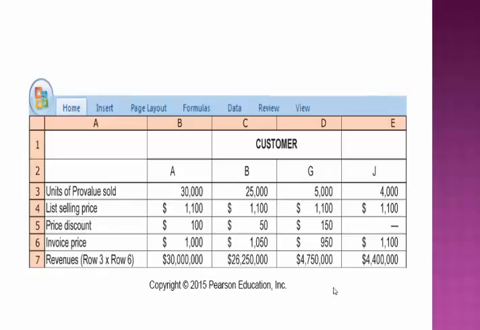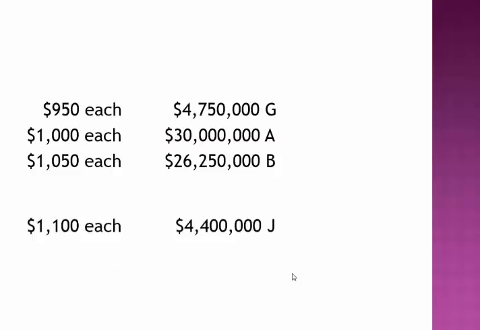Now I want you guys to notice something here. The customer who's got the largest discount, or the lowest selling price per unit after that discount has been deducted, does not have the largest dollar amount of revenues. The largest dollar amount of revenues is actually being paid by the customer who's getting the third lowest dollar amount per unit. Alright? So if you wanted to look at that visually, I've gone in here and put it in another way for you guys to just look at it.